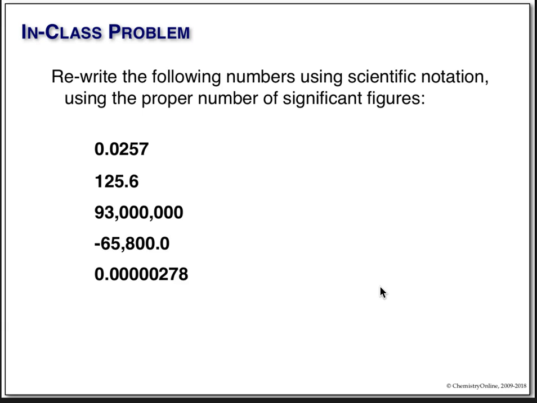Our first one, we have a decimal point, and we have leading zeros that we get rid of. So our coefficient is simply going to be the 3 significant figures, 2.57. To get there, we had to move to the right 2 places, so it's a minus 2. 2.57 times 10 to the minus 3.